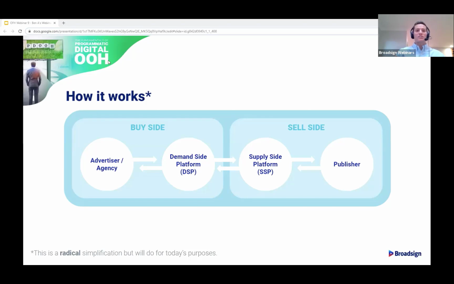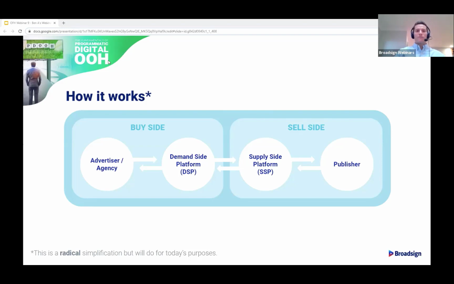I'll use a few analogies throughout this presentation to hopefully explain some of the concepts. The best analogy I've heard for a demand-side platform is that it's kind of like a stockbroker. So just like a stockbroker buys shares from a stock exchange on behalf of investors, a demand-side platform buys inventory from an ad exchange or a supply-side platform on behalf of advertisers or agencies. I should also mention at this stage that Broadsign does offer a demand-side platform. It's called Campsite and is currently available in North America.